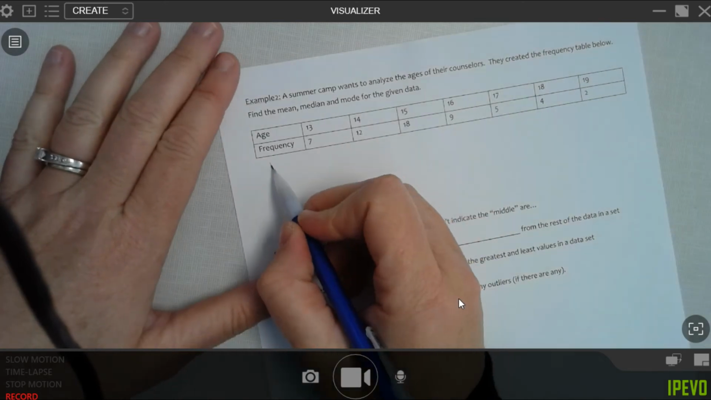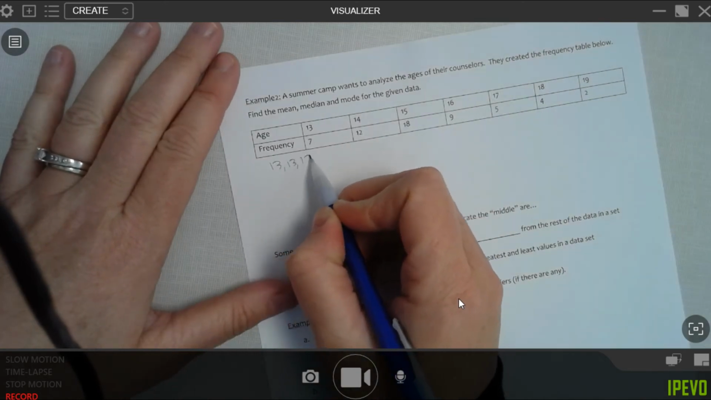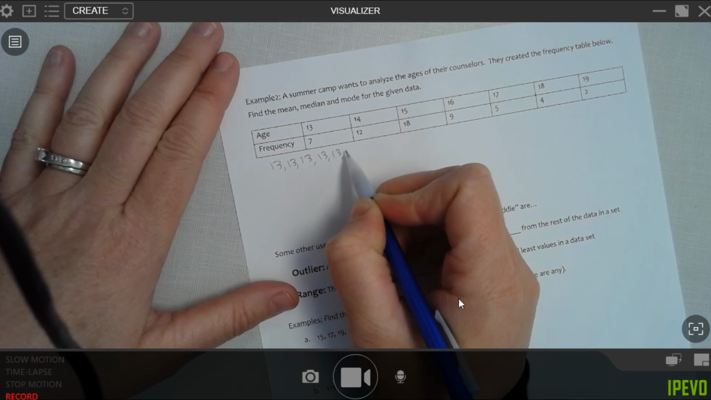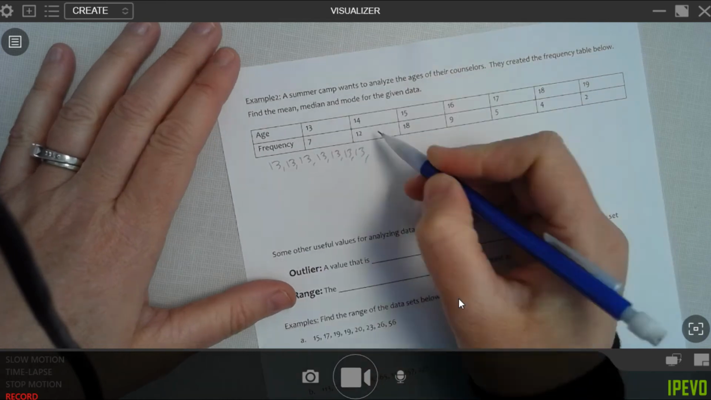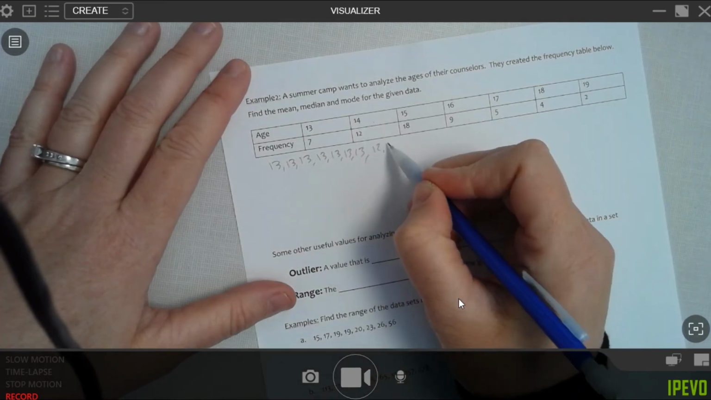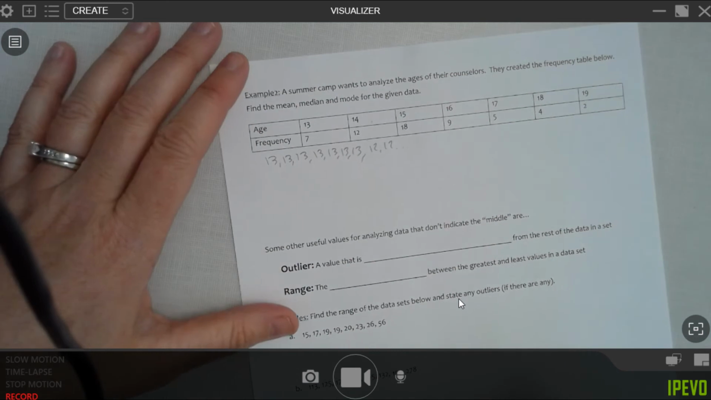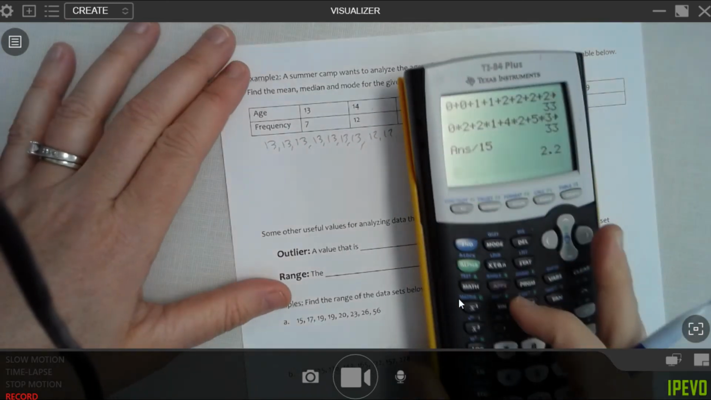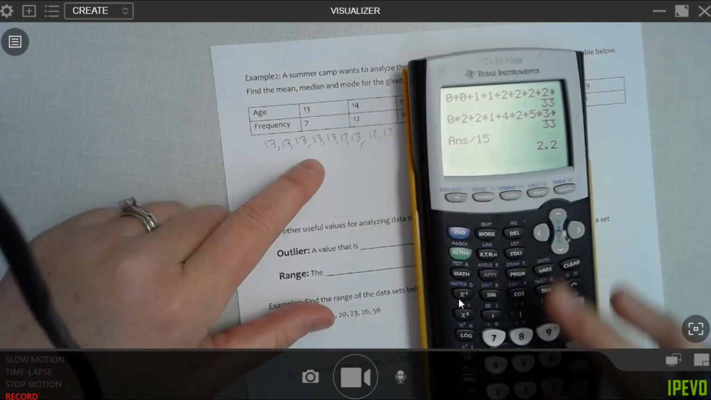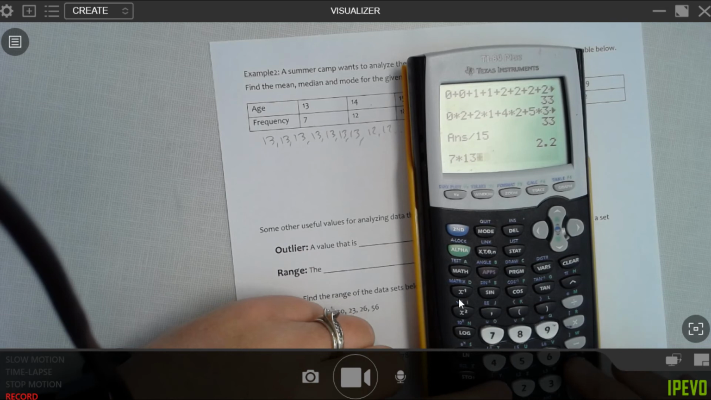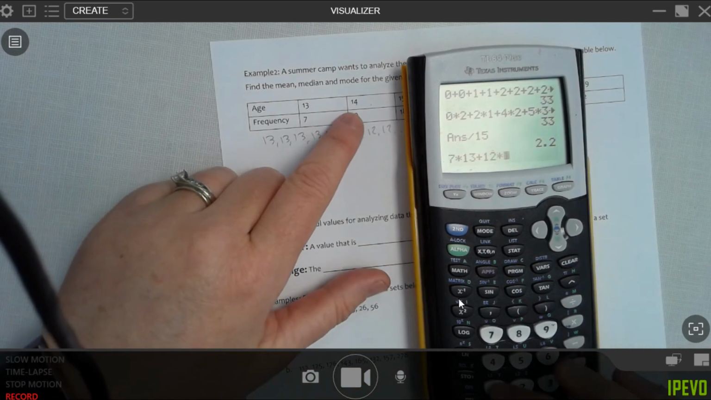You'd have to do 13 7 times. You'd have to do 14 12 times. So you see how that gets really annoying after a while? So that's why I showed this other way to multiply. So I'm going to do 7 times 13 plus 12 times my 14.